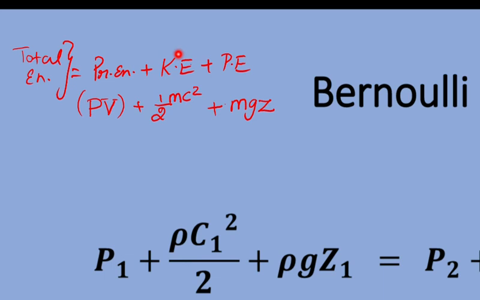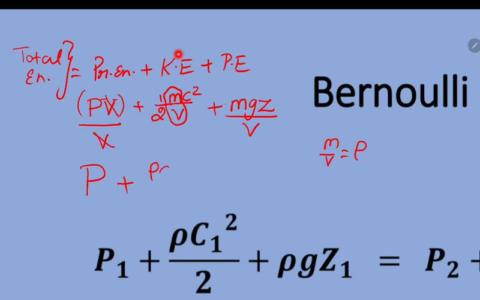Now what I'm going to do is divide all these things by volume. So volume on volume gets cancelled. So what do I get? P is the only thing, plus mass by volume is density. Do you remember? So density rho c square divided by 2, plus again mass by volume is density, so rho g z.